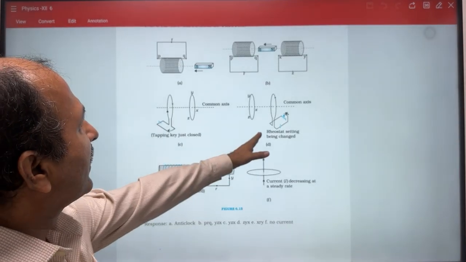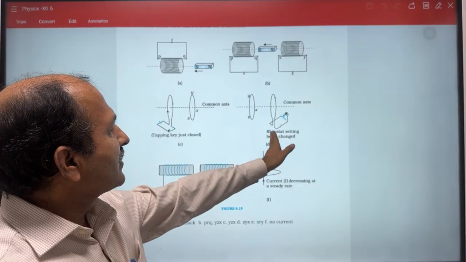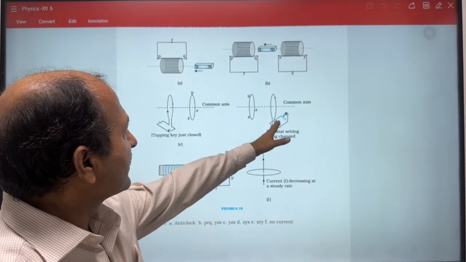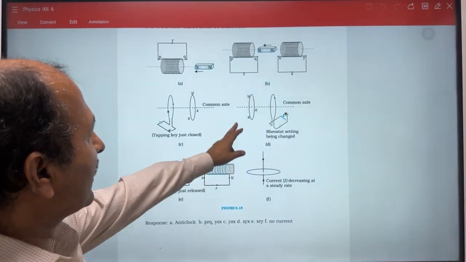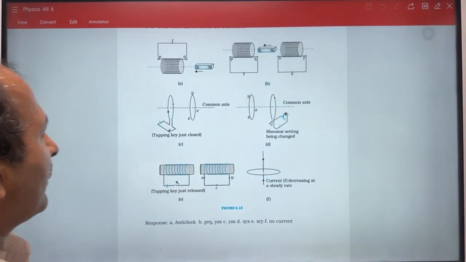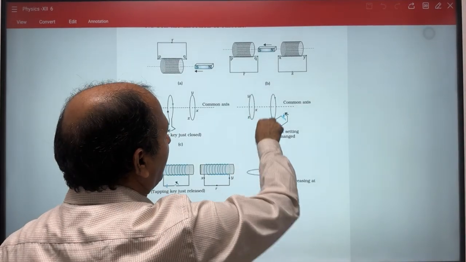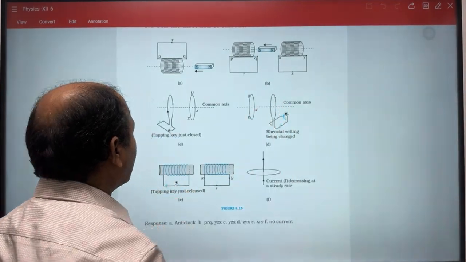Now consider this case. What is happening here? Again, here resistance, that is rheostat, is being changed, means setting is changed, and current flows in this direction. So in this loop, current will flow in such a way that it will oppose the change. So it will be ZYX. It will be like this. This current is coming like this, it will be like this, right?